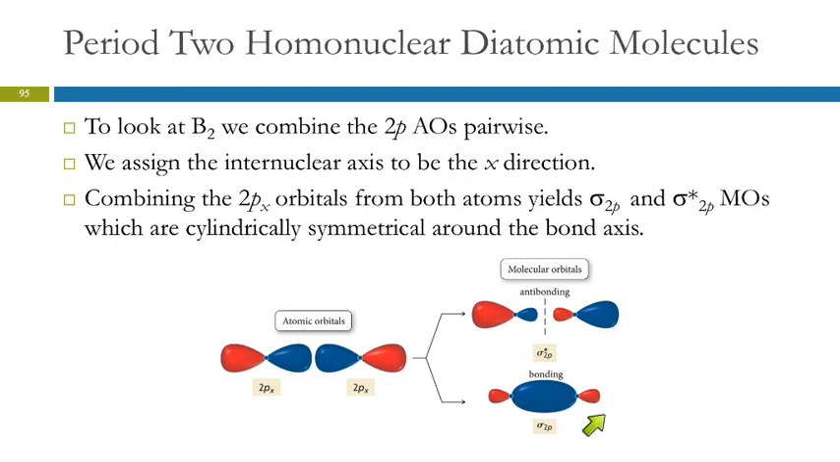If you look down the internuclear axis from one atom's nucleus to the other, it's going to be spherical, circular. So it's a sigma bond. I'm sorry, a sigma orbital. So this one's called sigma 2p because it's made from 2p orbitals, and this is sigma star 2p. Okay?